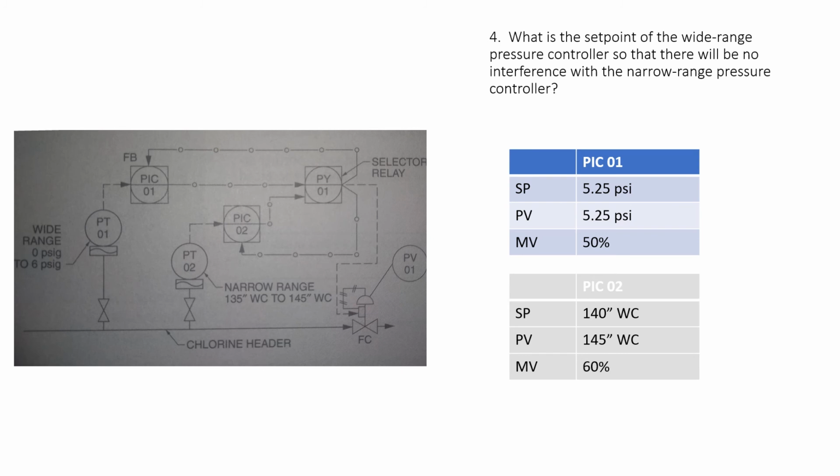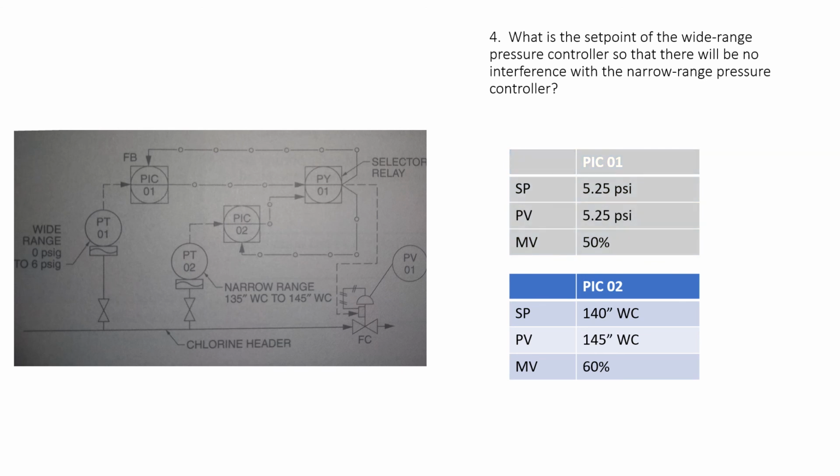So what this means is the selector is going to be selected on PIC01, so PIC01 is going to be active. During that time, PIC02 is still doing all of its calculations and spitting out an output, but the selector is just not allowing that output to go directly to the valve. That output's just sitting there, calculating what it would do if it was going to the valve. Once we get up to this set point, the selector relay triggers, the high side triggers and says, switch it over, go into PIC02.